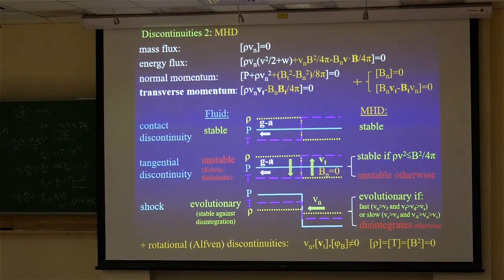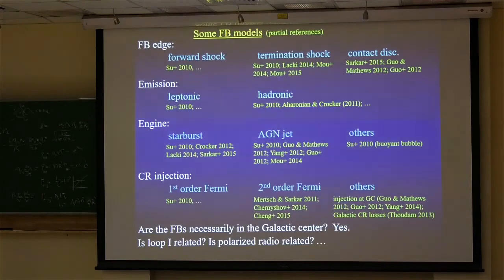So there are these edges. The question is, of course, which of these options is relevant to the Fermi bubble edges? Are we seeing a contact discontinuity or a shock? And if it's a shock, is it a forward shock, a blast wave propagating supersonically outwards, or are we seeing a termination shock or a reverse shock due to some wind?